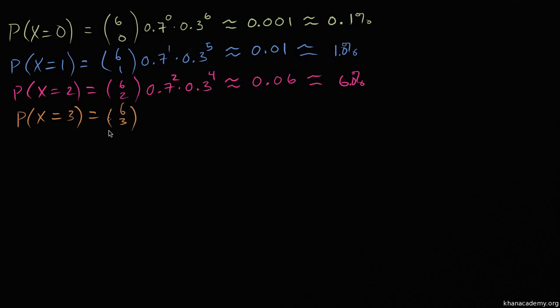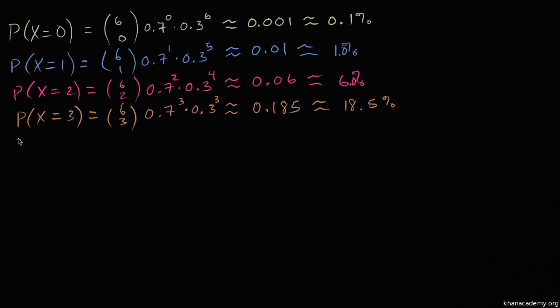And I'm sure you could probably fill this out on your own, but I'm going to do it. 0.7 to the 3rd power times 0.3 to the 6 minus 3, which is the 3rd power, which is approximately 0.185 or 18.5%. So yeah, that's definitely within the realm of possibility. I mean, all of these are in the realm of possibility, but it's starting to be a non-insignificant probability.